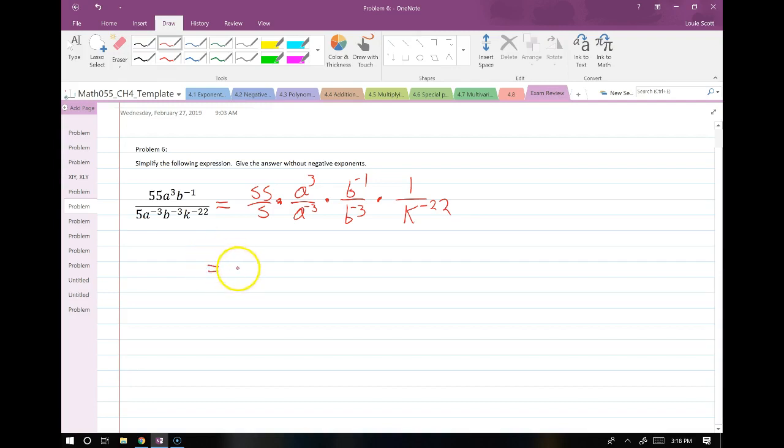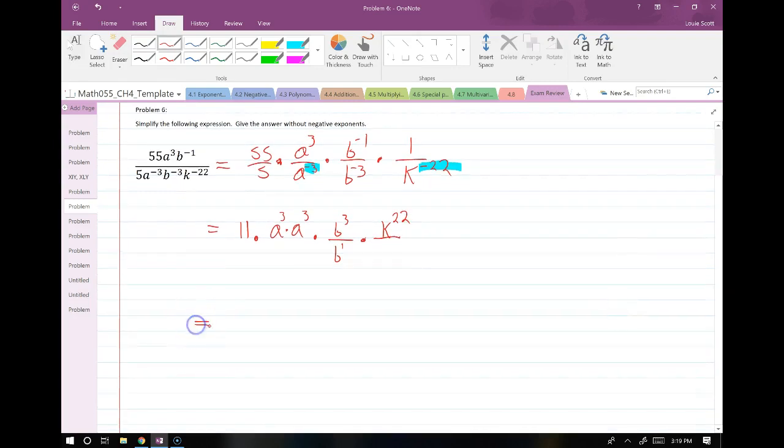So 55 over 5, that's just equal to 11. On this next part, I'm going to flip this up. I have a negative exponent on the bottom, so I'm going to flip it up to the top and make it positive. So that now turns into a cubed times a cubed. With this next one, I'm going to flip both my negatives on the same step. So I have b to the positive 3 over b to the positive 1 now. And then, of course, my k to the negative 22. There's not much else to do with that except flip it up to the top. So that turns into k to the positive 22 now.